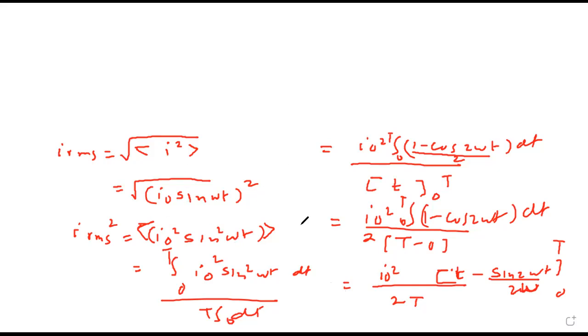This we are doing: show that I RMS is I0 upon root 2. So I RMS means the square root of the average of I square. I means nothing but the alternating source I0 sin omega t. Then its average is integration for one cycle and then divide by time. That is what we have done here. This is integration 0 to T.